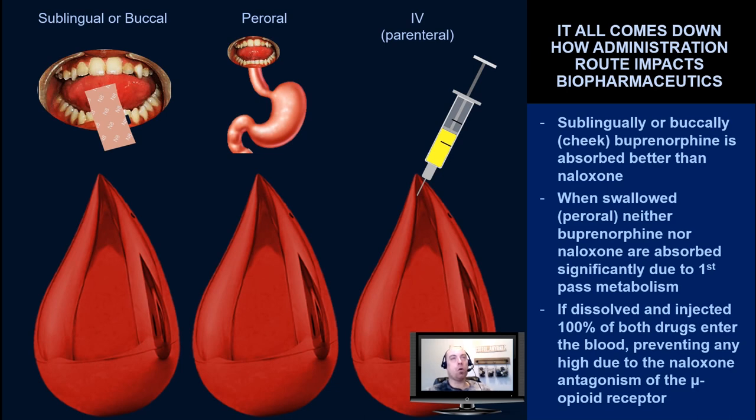If you took it perorally, or swallowed it, the problem is neither naloxone nor buprenorphine would get absorbed. In fact, they would start getting absorbed through the intestinal wall, but then they would get modified in the liver, and that's called first pass metabolism, because for the most part, everything that you swallow goes into the blood in the portal vein, which goes right to the liver before it goes to the rest of the body. At that point, the liver can do what it wants with it, and in this case, it metabolizes naloxone and buprenorphine. They both get broken down and neither one of them will be effective orally.